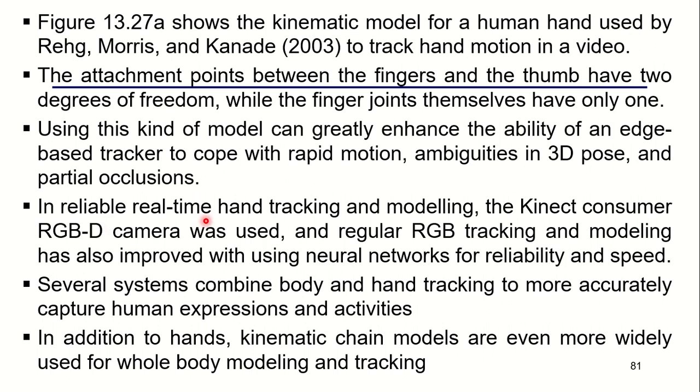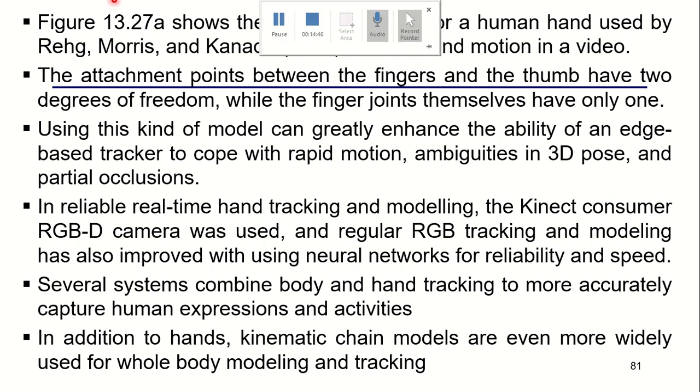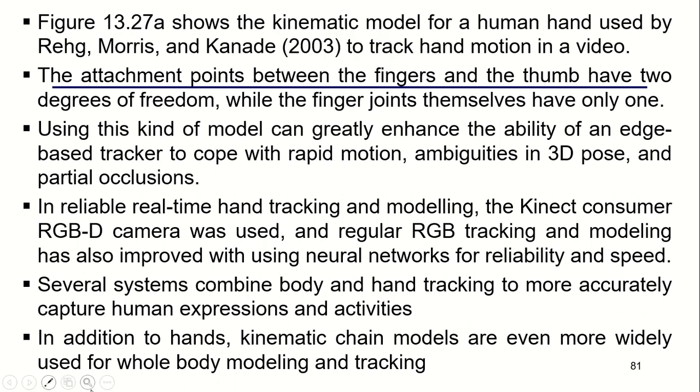In reliable real-time hand tracking and modeling, the Kinect consumer depth camera was used, and regular RGB tracking and modeling has also improved with the use of neural networks for reliability and speed. Several systems combine body and hand tracking to more accurately capture human expressions and activities. In addition to hands, kinematic chain models are even more widely used for whole body modeling and tracking.